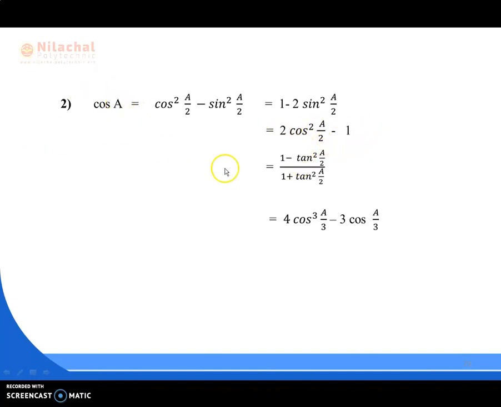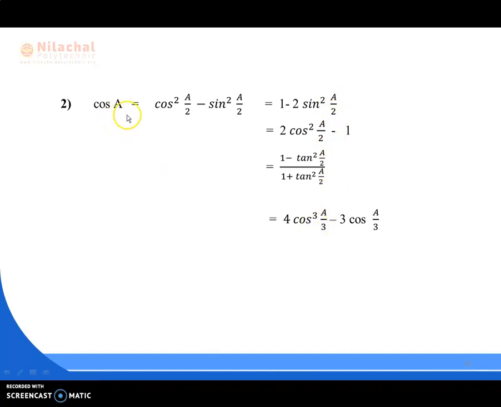Another formula is cos 2a equals 1 minus tan square a by 1 plus tan square a. But here it is cos a, so here it is a by 2 everywhere. Nothing changes, only the angle changes. If the formula is for 2a, then when it is converted into a, the formula must have a by 2 everywhere. Okay.